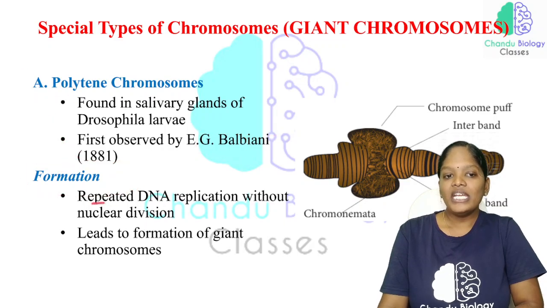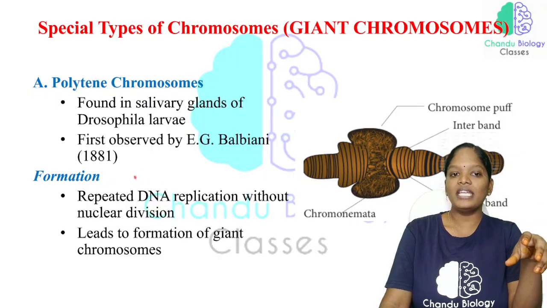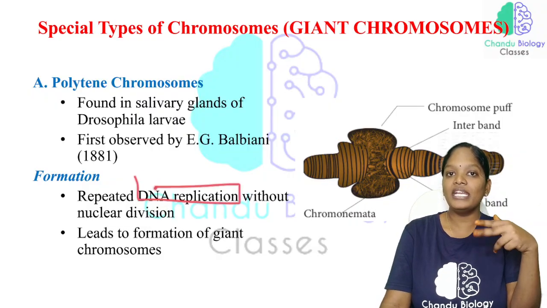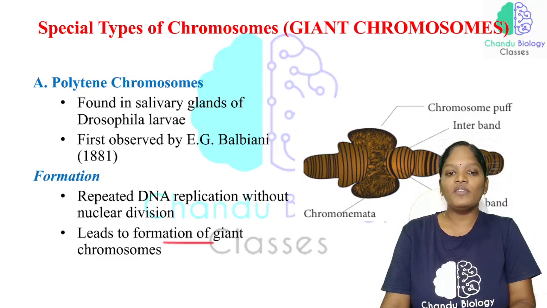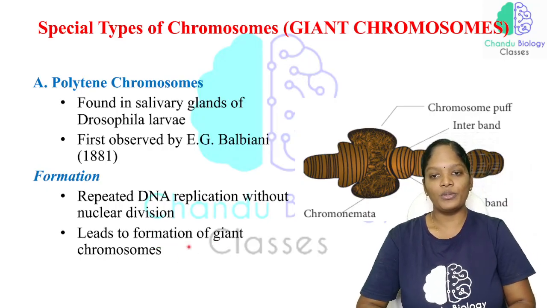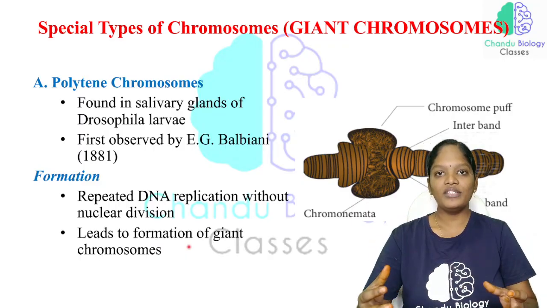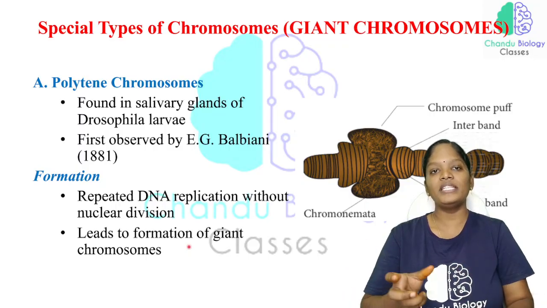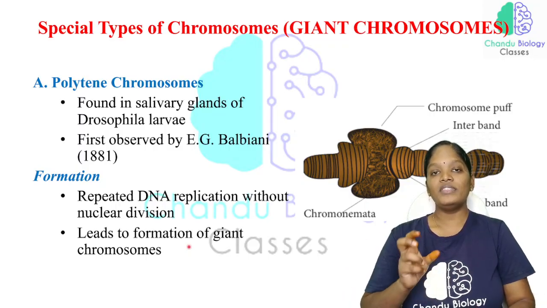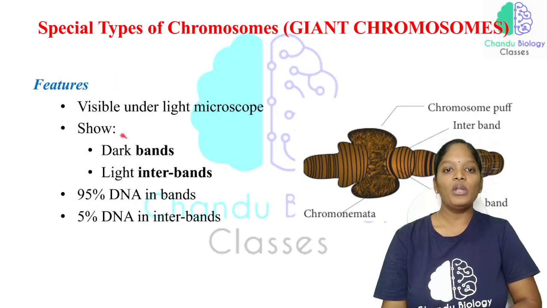They have repeated DNA replication without nuclear division. The nucleus is not dividing, but the DNA is getting replicated repeatedly, with no nuclear division. So this leads to the formation of a giant chromosome. Why is it so giant? Because the nucleus is not dividing, but the DNA is getting replicated continuously, that's why the chromosomes look bigger.